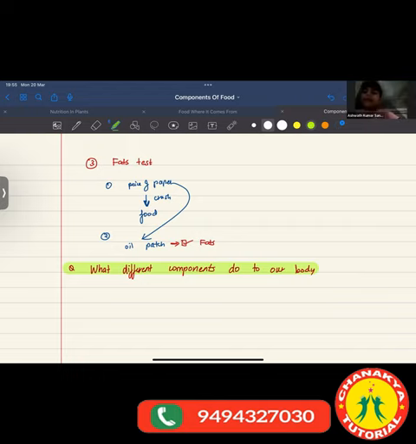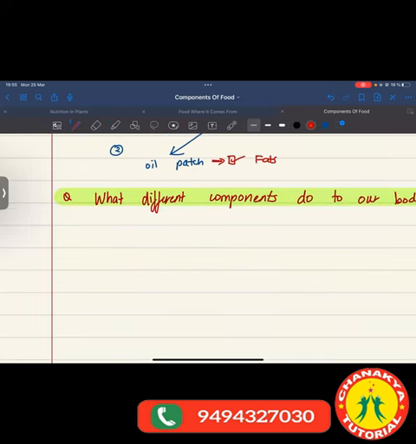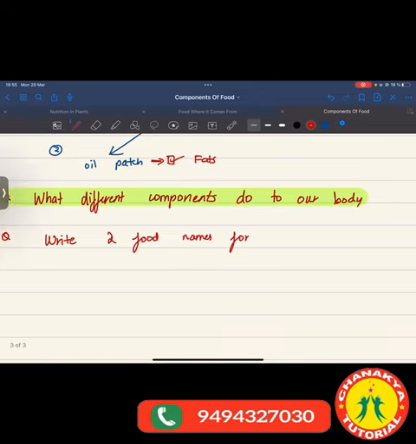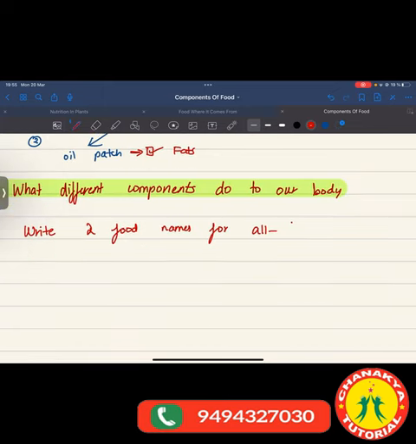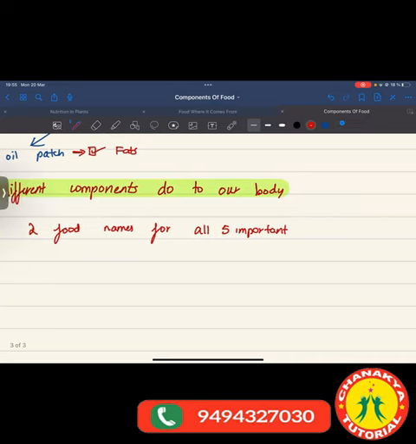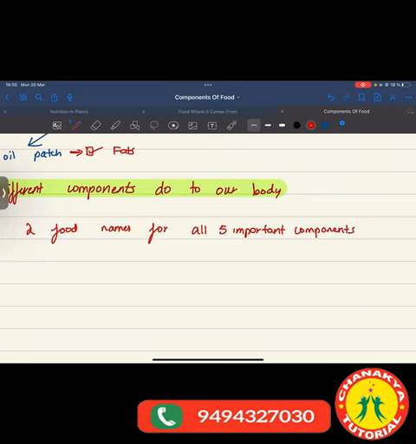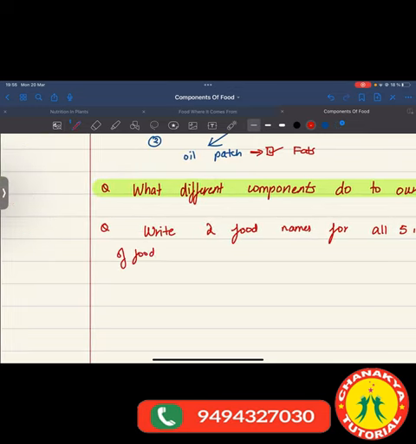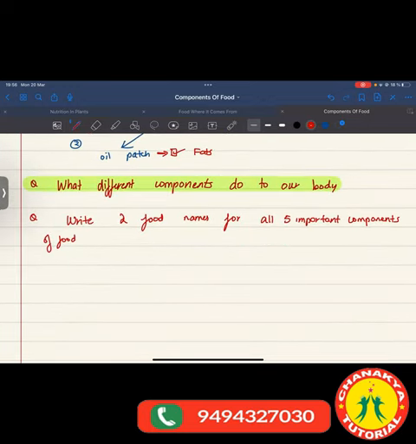Another question is, note this question also. So there are proteins, carbohydrates, fats, vitamins, and minerals. For all these five important components, I want you to give me names of any two foods that are rich in each component.